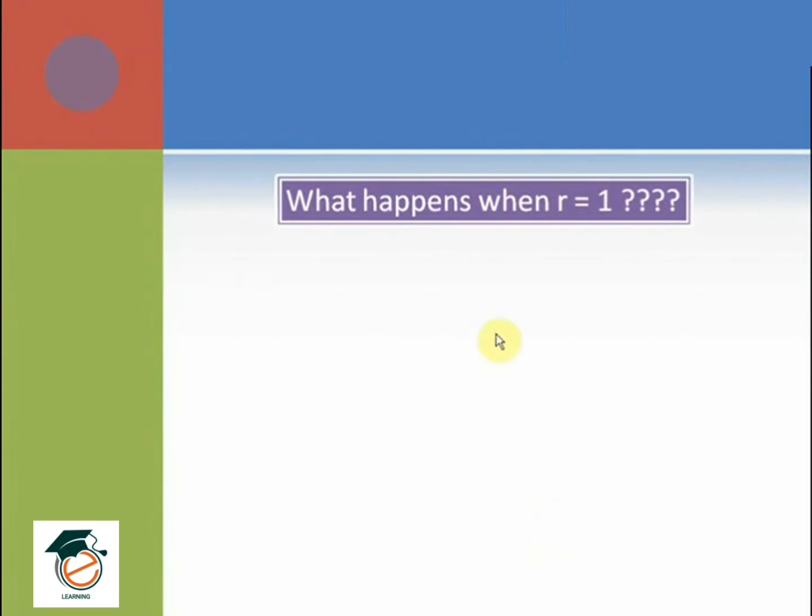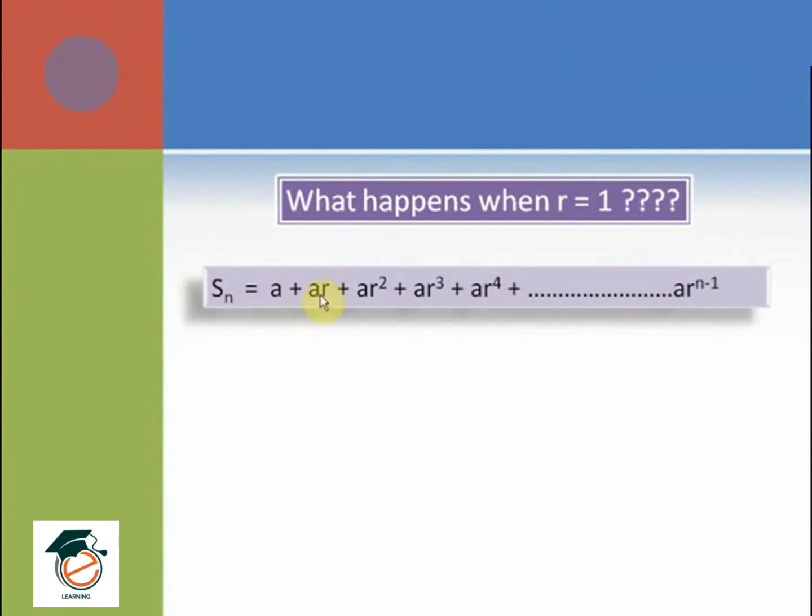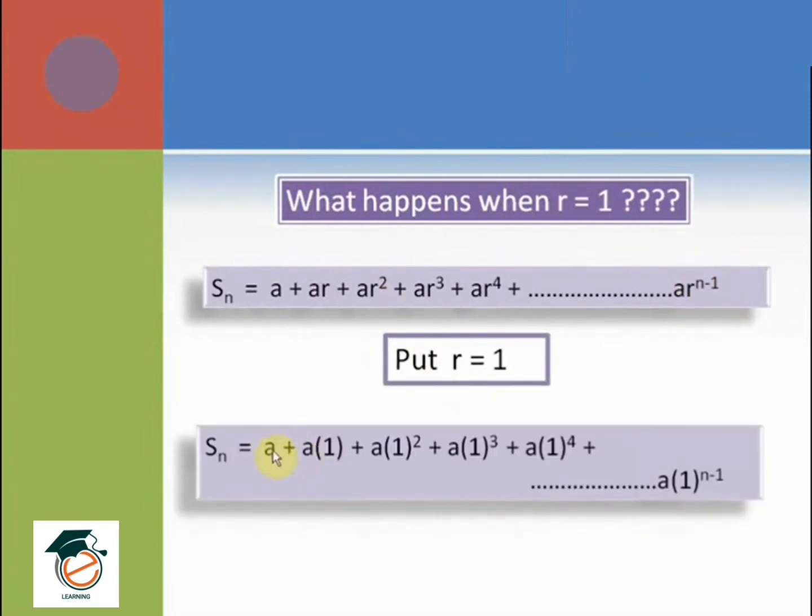Now ignore the formula for some time and look at the basics. Your Sn is equal to a plus ar plus ar square and so on up to a into r to the power of n minus 1. Simply substitute r equal to 1 in this equation to get a plus a into 1 plus a into 1 square plus a into 1 cube and so on up to a into 1 to the power of n minus 1.